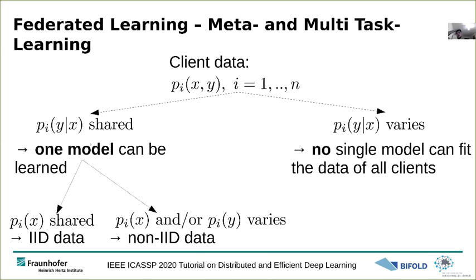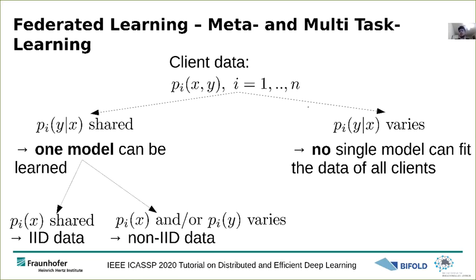So the labeling process is the same over all clients. This is the classical setting that a lot of people have looked at. It's well researched. But what's a new hot topic in federated learning is this other setting here, where also pi(y given x) varies. So this means that different clients assign different labels to the same data.